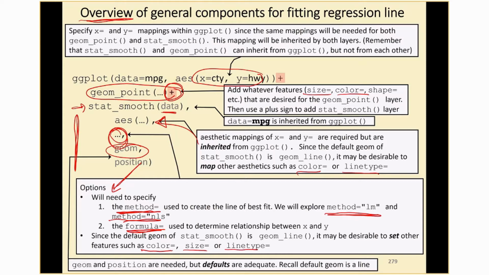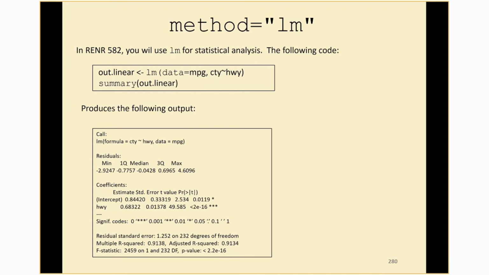So that's just a general overview of how we're going to have a layer scatter plot produced by geom point, then superimpose on that a layer line of best fit generated by stat smooth. This is just for folks who have used R before. If you haven't used R before, you can just ignore this. The method we're going to use statistically is LM, and that's the method used for simple linear regression. And if you've used R before for simple linear regression, you should be familiar with the output that it produces.